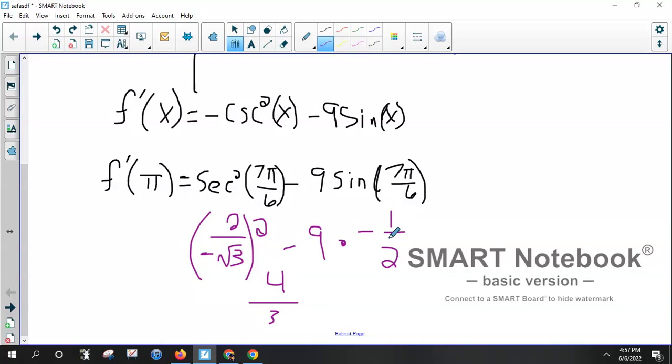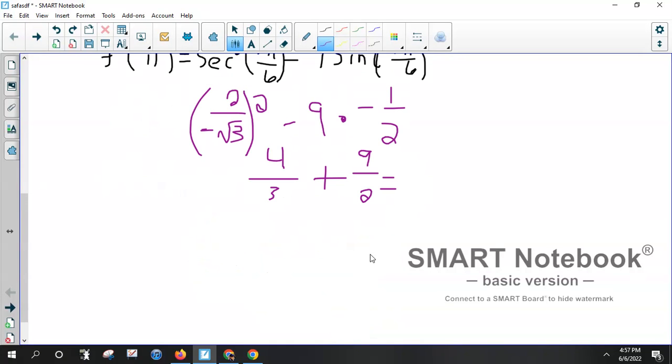Negative 9 times negative 1/2 is positive 9/2. And finishing this off, looks like our common denominator is 6. 8 over 6. 27 over 6. Times 3 times 3. Yep. And that's 35 over 6.